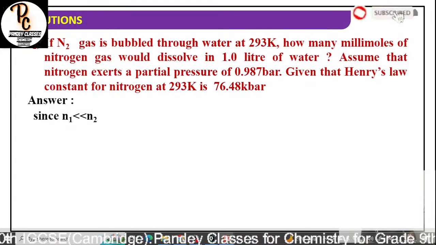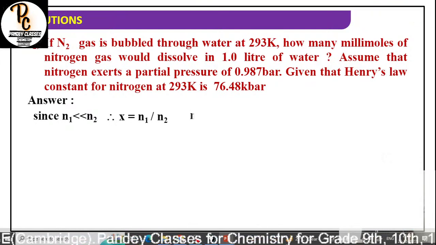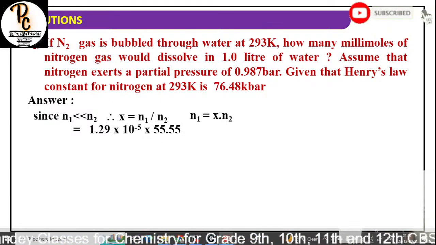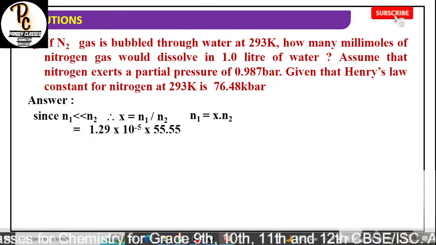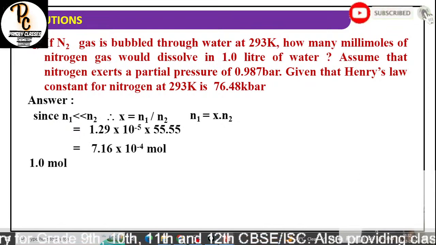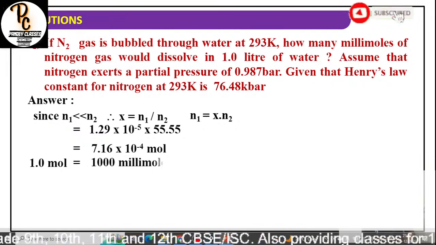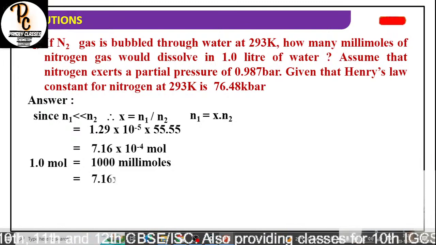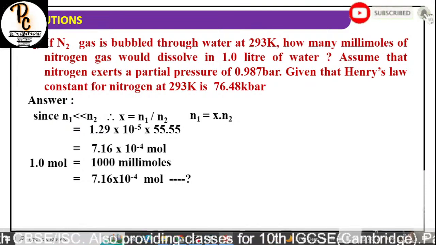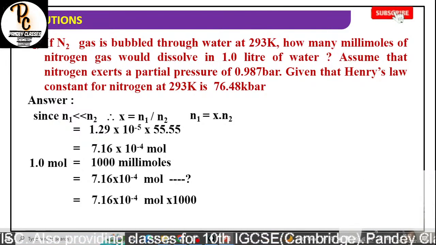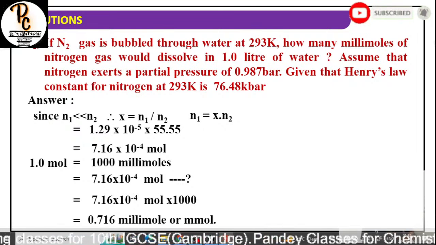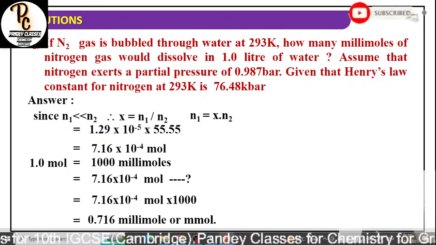Since N1 is much smaller than N2, chi equals N1 upon N2, so N1 equals chi into N2. So 1.29 into 10 raised to the power minus 5 into 55.5 gives us the answer, 7.16 into 10 raised to the power minus 4 moles. And 1 mole equals 1000 millimoles, so 7.16 into 10 raised to the power minus 4 into 1000 equals 7.16 into 10 raised to the power minus 1, or 0.716 millimole.